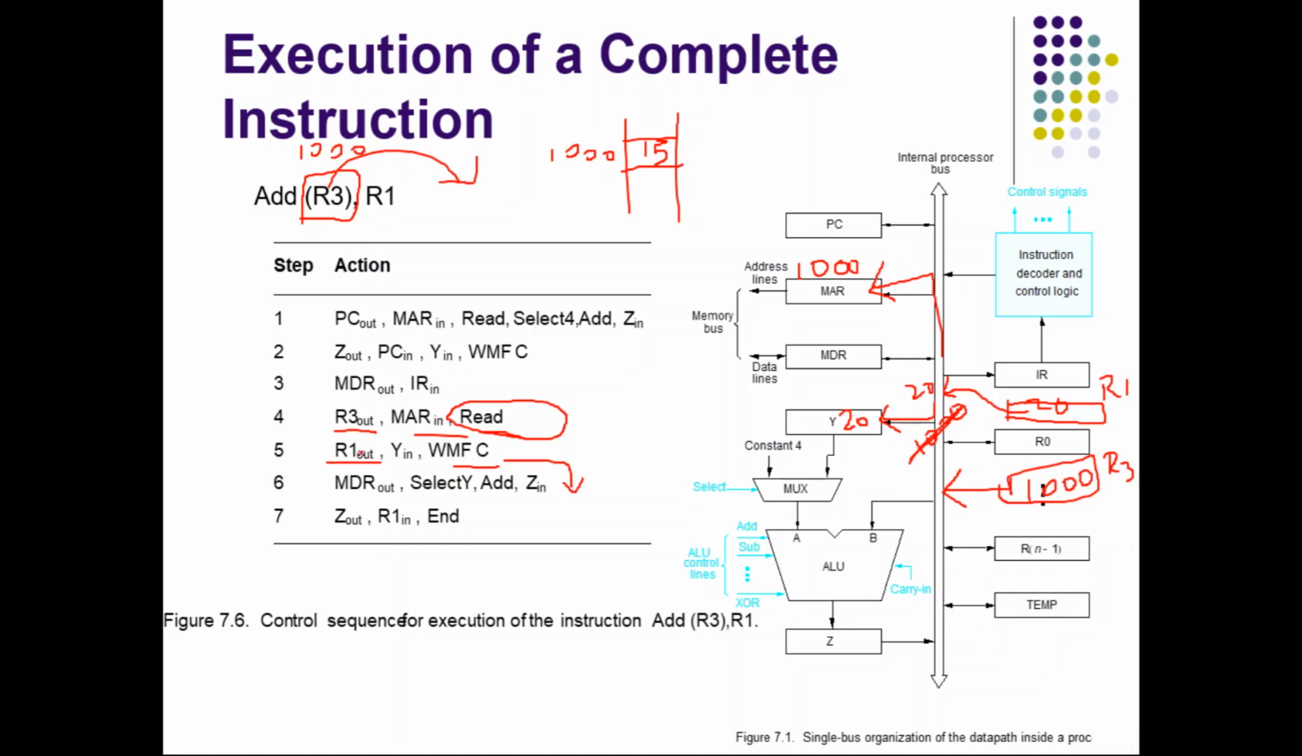This fetching you can do. The second operand you can fetch even if the memory read is not completed, but beyond this you cannot proceed, because next we may want to add. So you cannot add until the first operand is available. So till the first operand is available, you have to wait. So here we are giving WMFC, that is wait for the memory function to complete.